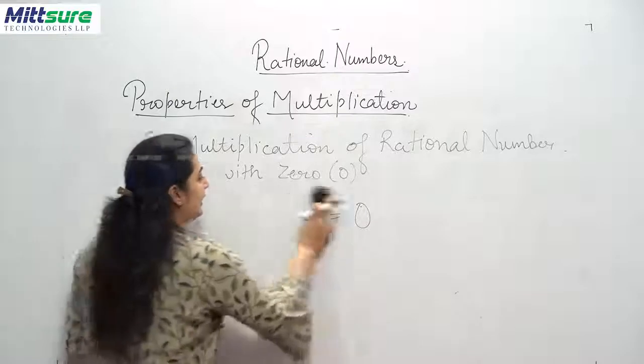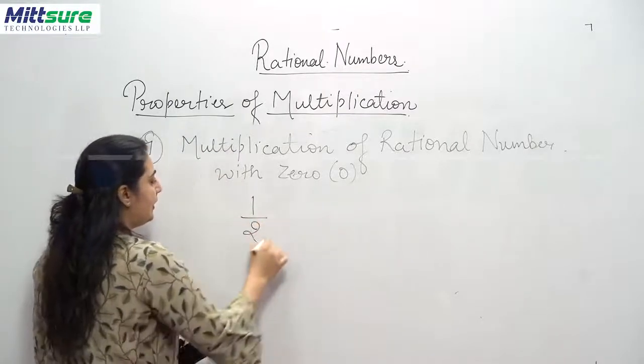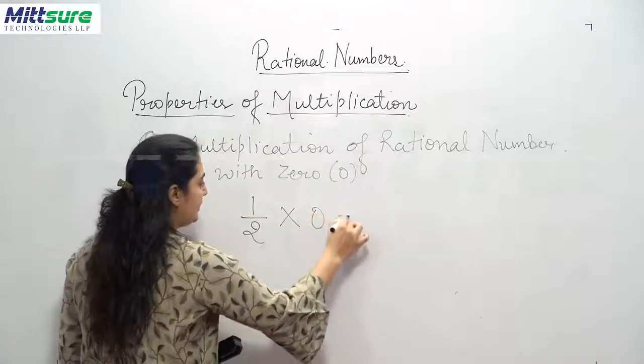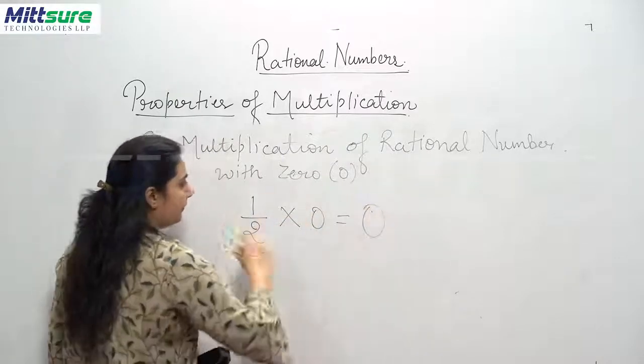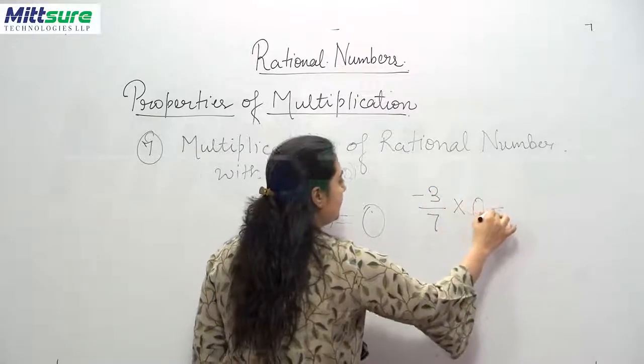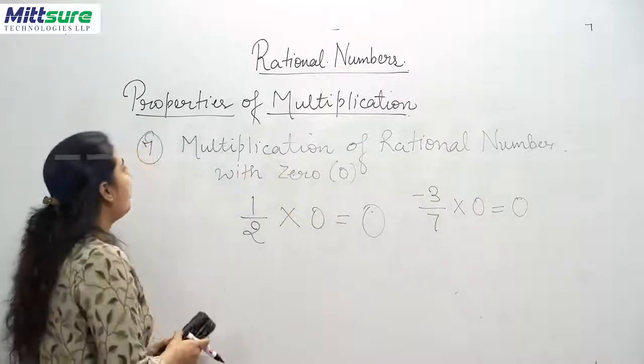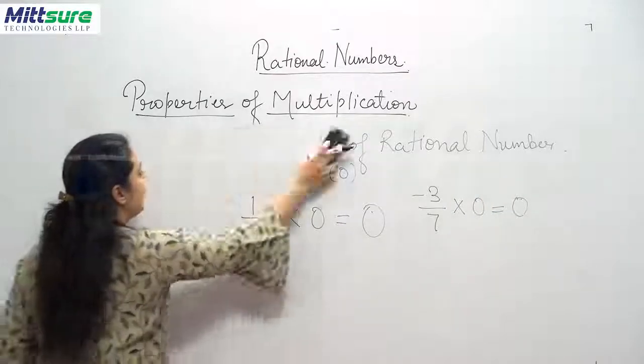So quickly, let's understand it with one example. Let's say 1 upon 2 multiplied by 0 will give you 0. Minus 3 upon 7 multiplied by 0 is going to give you the product 0. So now let us come to the next topic.